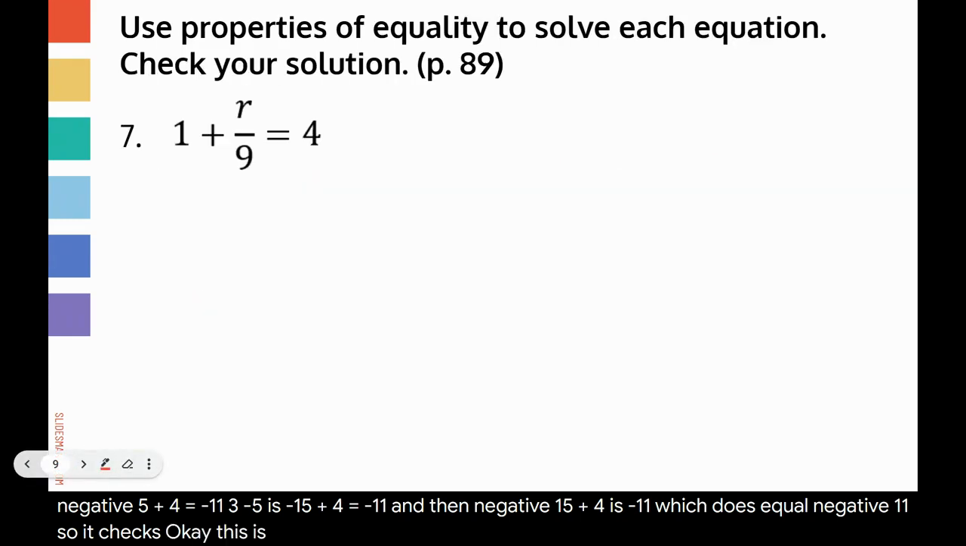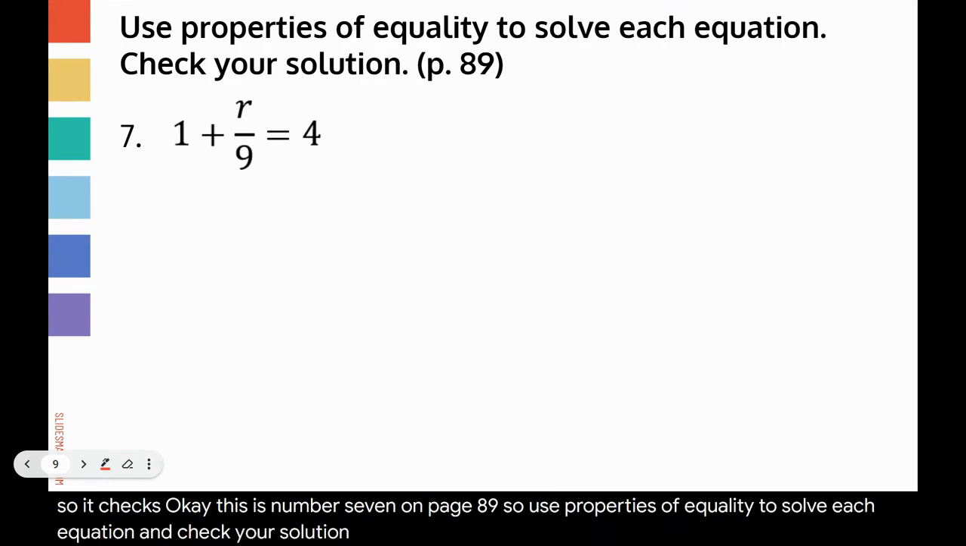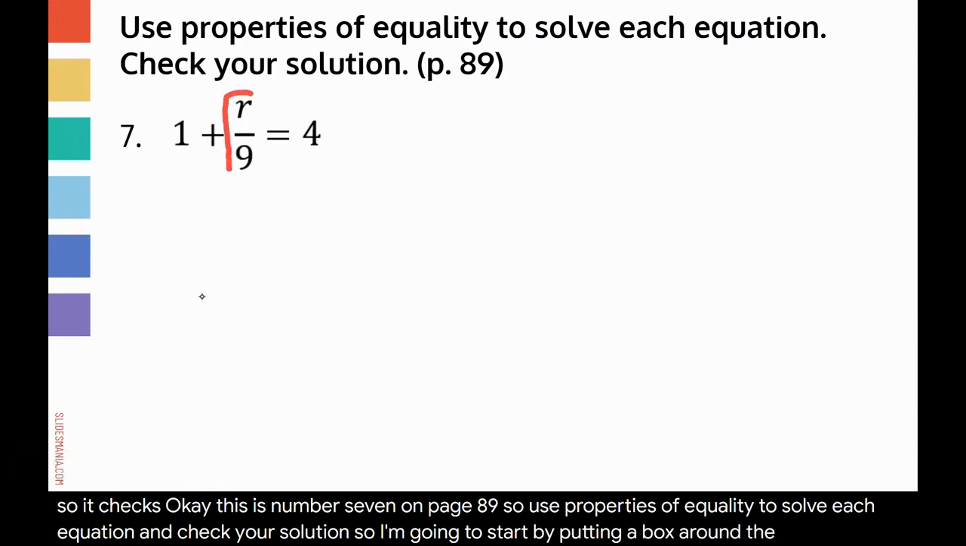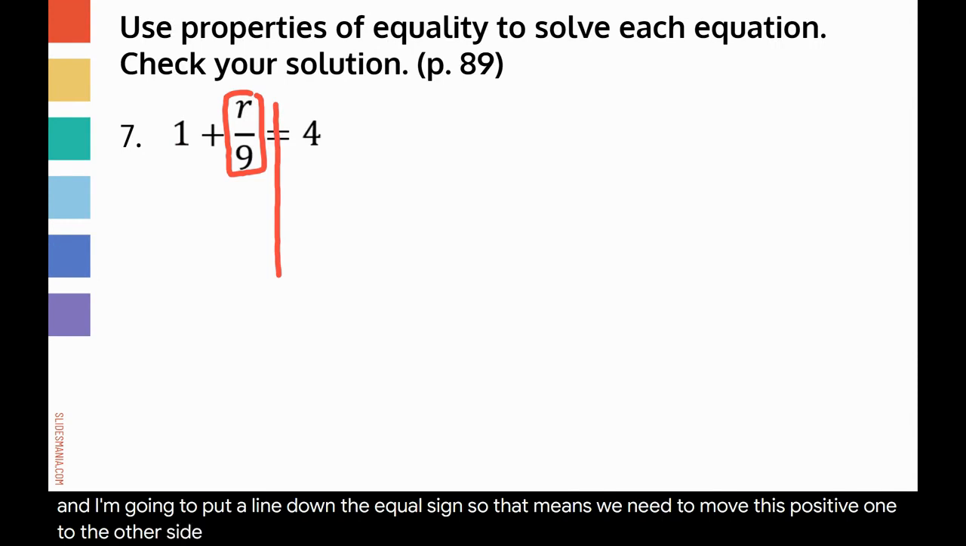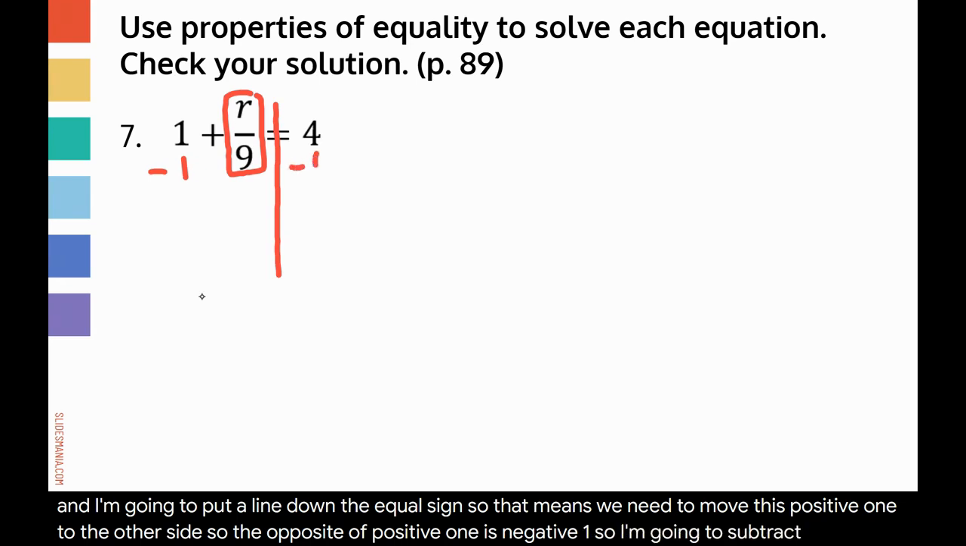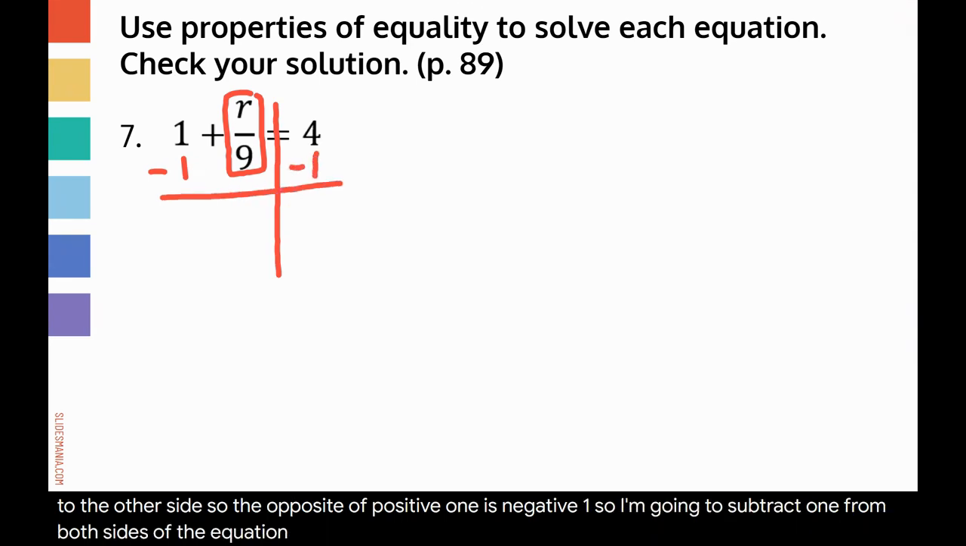Okay, this is number 7 on page 89. So use properties of equality to solve each equation and check your solution. So I'm going to start by putting a box around the r divided by 9. And I'm going to put a line down the equal sign. So that means we need to move this positive 1 to the other side. So the opposite of positive 1 is negative 1. So I'm going to subtract 1 from both sides of the equation.